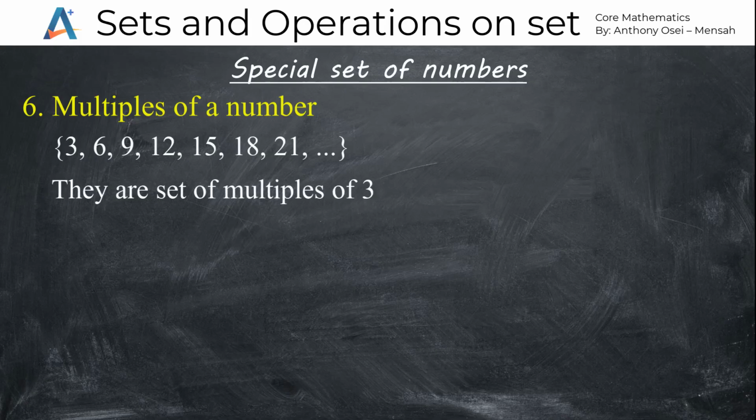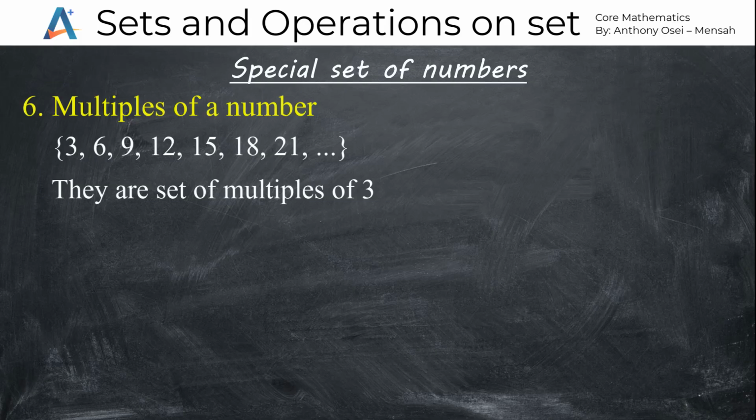So 3 multiplying all the counting numbers from 1 will give us these numbers to infinity. So 3 times 1 will give you 3. 3 times 2 will give you 6. 3 times 3 will give you 9. 3 times 4 will give you 12. 3 times 5 will give you 15. 3 times 6, 18. 3 times 7, 21. So you realize that when I multiply 3 by counting numbers, it will produce this set of numbers. And multiplying 3 by counting numbers is what we refer to as multiples of 3.